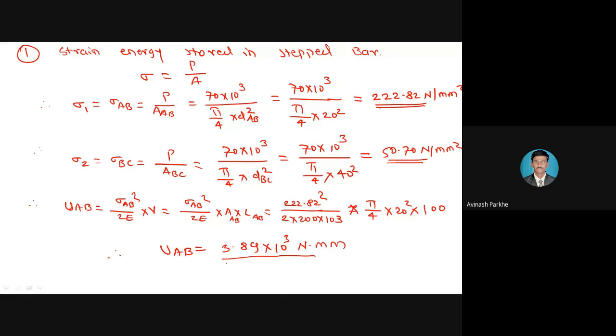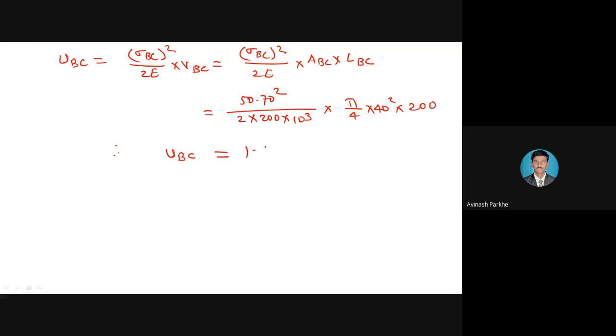Please check your answer. 3.89 into 10 raised to 3. Only a few students are doing the calculations. Others, please do the calculations. I am going to check your notebooks at the end during submission. Please take care about that. Yes, 3.89 into 10 raised to 3 Newton mm. The second, also calculated, I think 1.94 into 10 raised to 3 Newton mm.